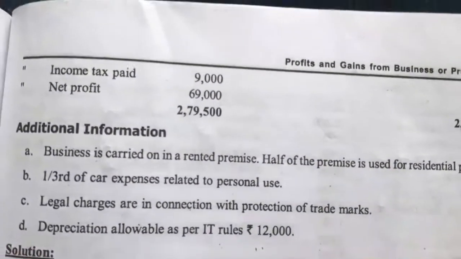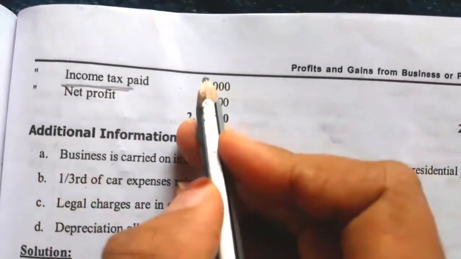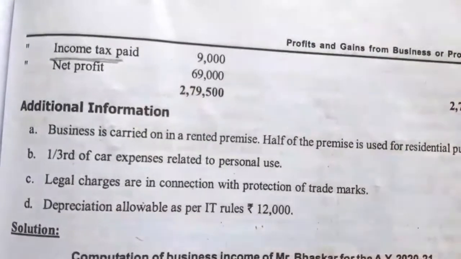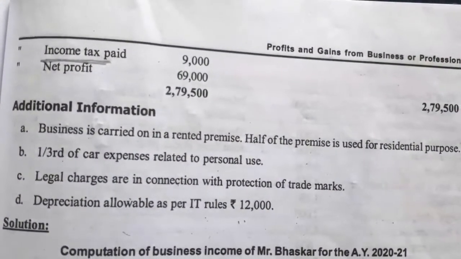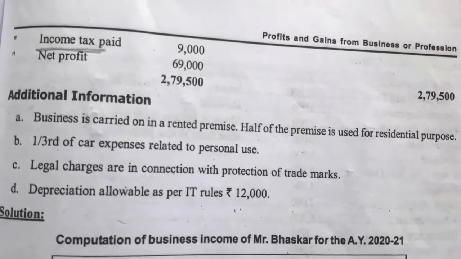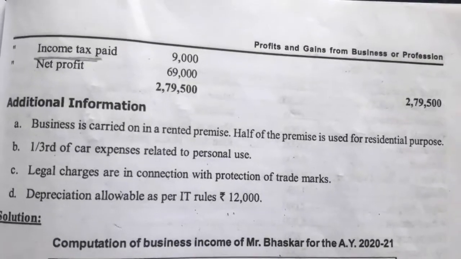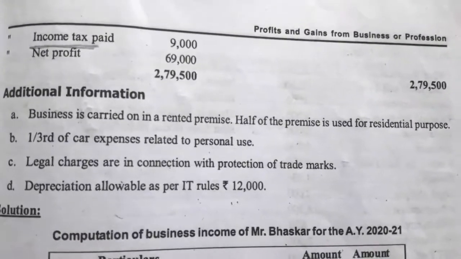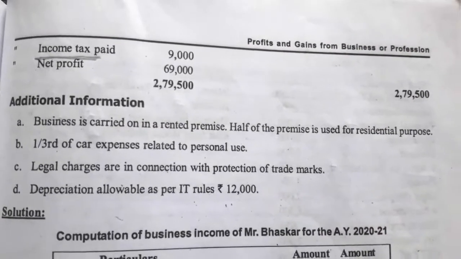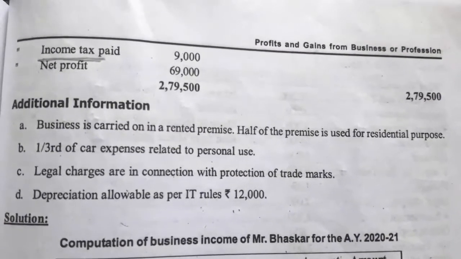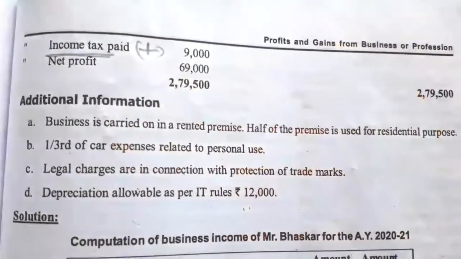Next is income tax. Income tax paid is relating to personal income tax. It is not relating to a business. The income is the personal income and he is paying a tax. Income tax is calculated on the total income of the assessee. Total income consists of all the income. It means it is relating to his personal income tax. It is not relating to a particular business tax, so it is disallowed. So disallowed expenses we have to add to the net profit.